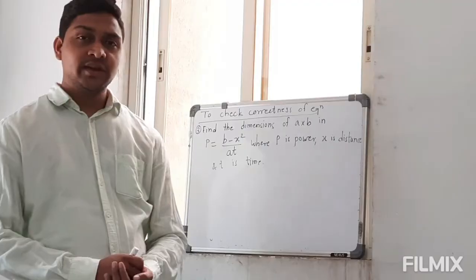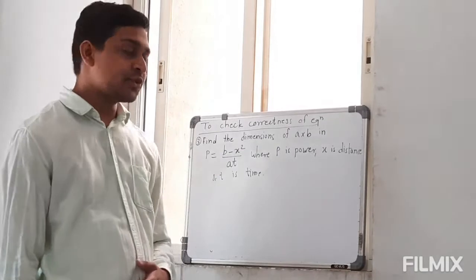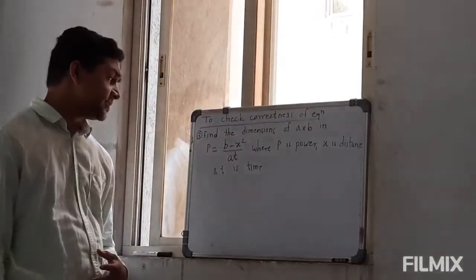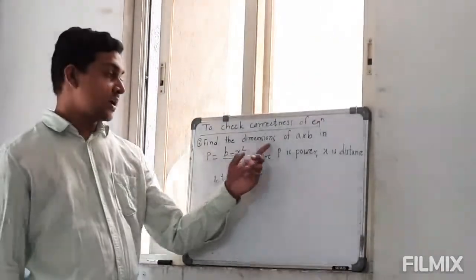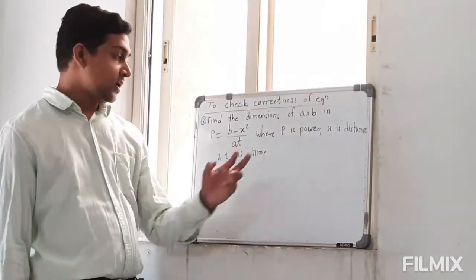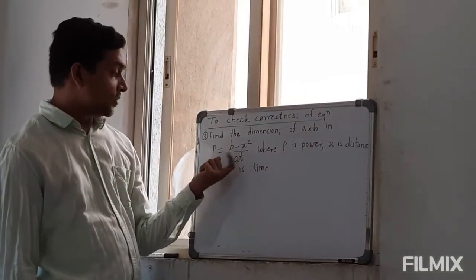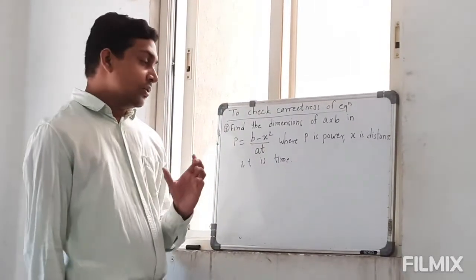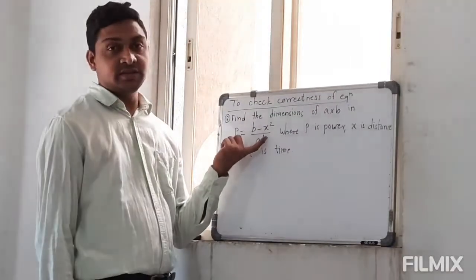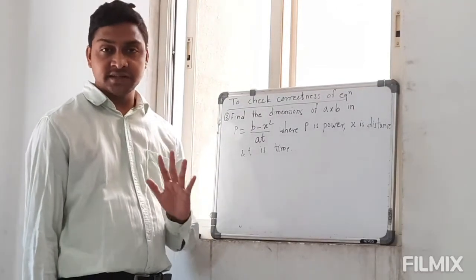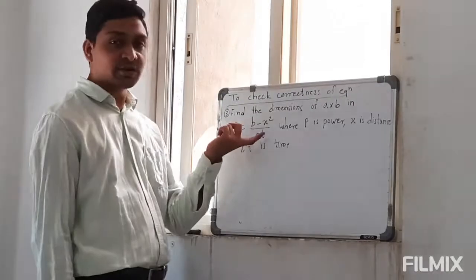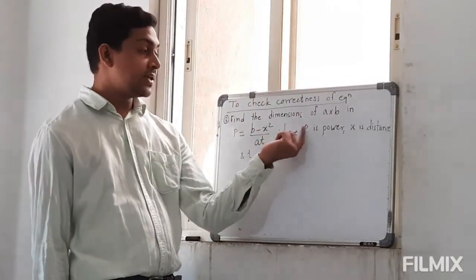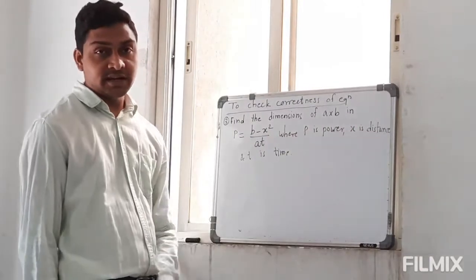But there are different types of questions possible on this principle of homogeneity. Such a question is, let's say, find the dimensions for A cross B, A into B, in the equation P is equal to B minus x square upon AT. Now when a question mentions an equation, that equation is always dimensionally correct. So there is no need to find the correctness of this equation. We have to find the dimensions for A cross B, where P is power, x is distance and t is time.